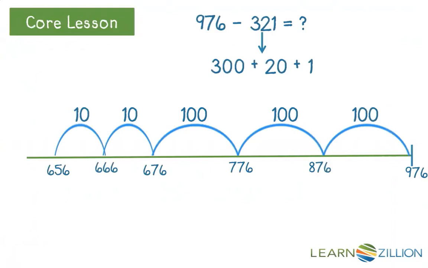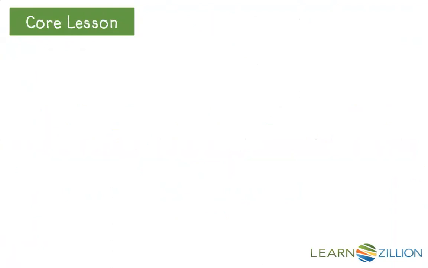Finally, I'll make one ones jump backwards. And again, the ones jump is going to be smaller than the tens or the hundreds because it's the smallest value. So 1 less is 655. So 976 minus 321 equals 655.